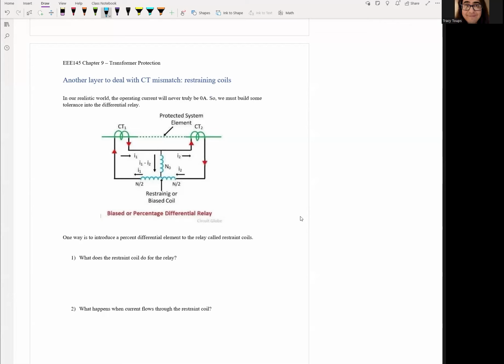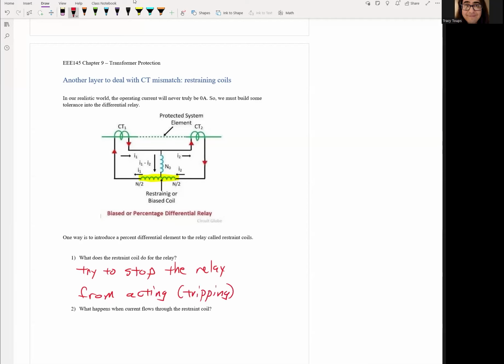Okay, so like I say, in a realistic world, operating current will never truly be 0 amps, right? We must build some tolerance in the differential relay. So somebody smart enough a long time ago said, hey, why don't we have a second coil right here called a restraining coil? And we'll have current flowing through it, which is the same current flowing through the relay and the operating coil, except this restraint coil will try to stop the relay from acting. And acting is tripping in this case.